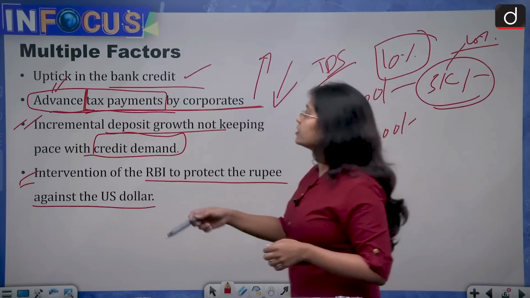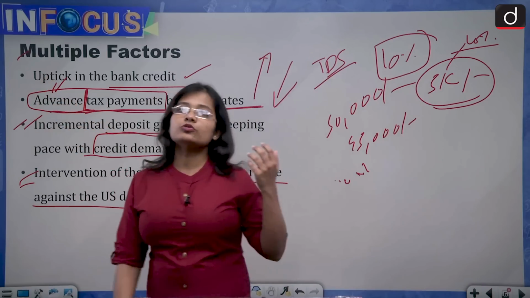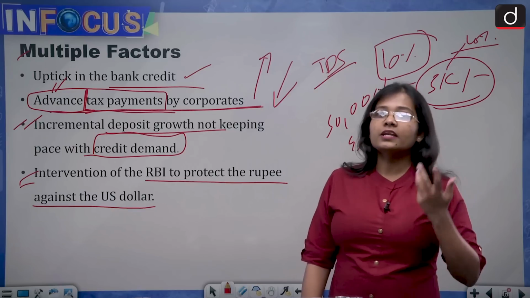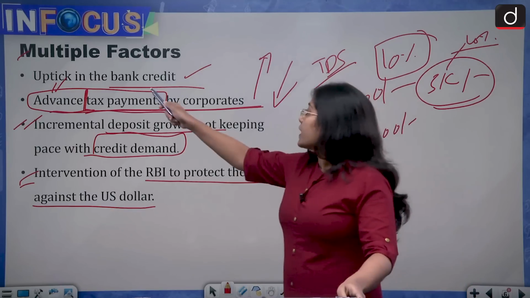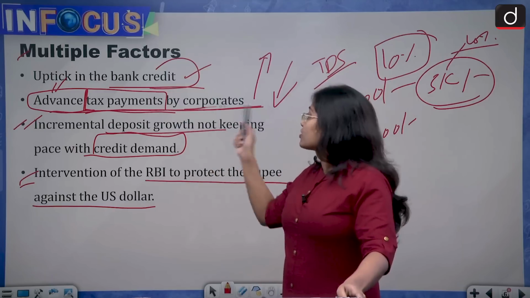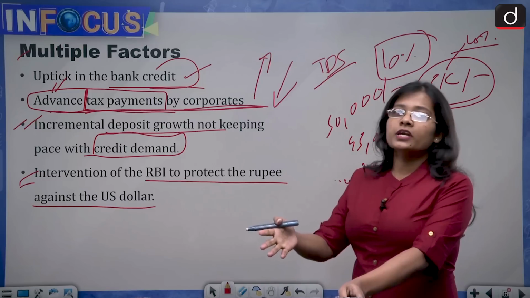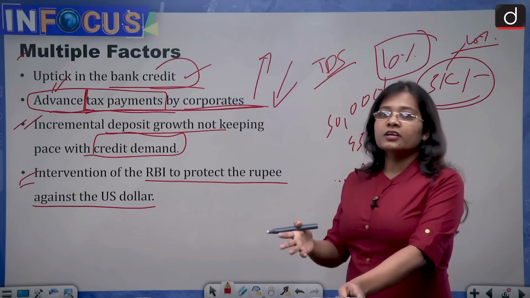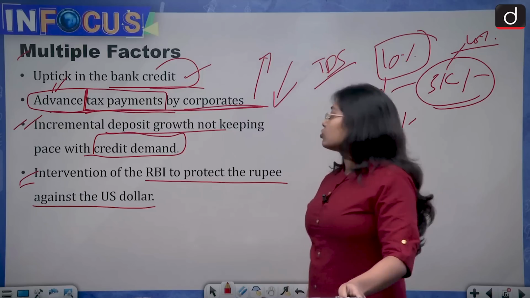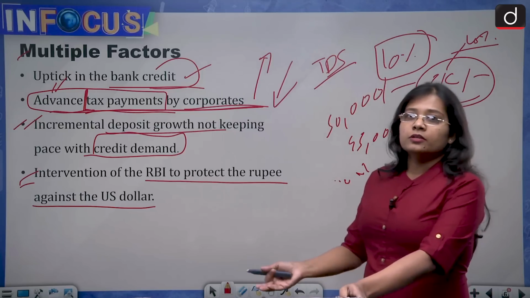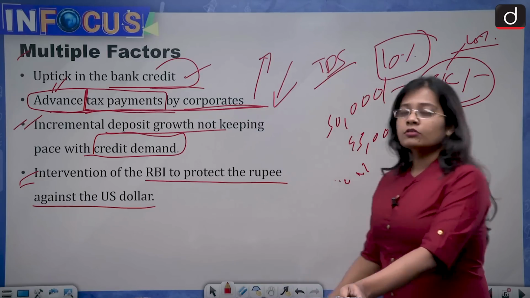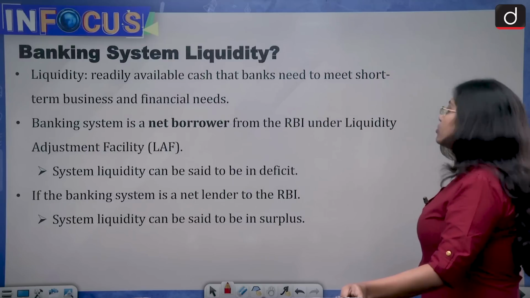So these are a few of the multiple factors which are leading to the deficit in the Indian banking liquidity market. Uptick in the bank credit, people are taking more money from the banks. Advance tax payment by corporate, because the government cannot spend all the money that they receive in the form of tax. Then incremental deposit growth not keeping pace with the credit demand. Demand is high while the receipts are less. Then the RBI is also trying to protect the rupee against the dollar.